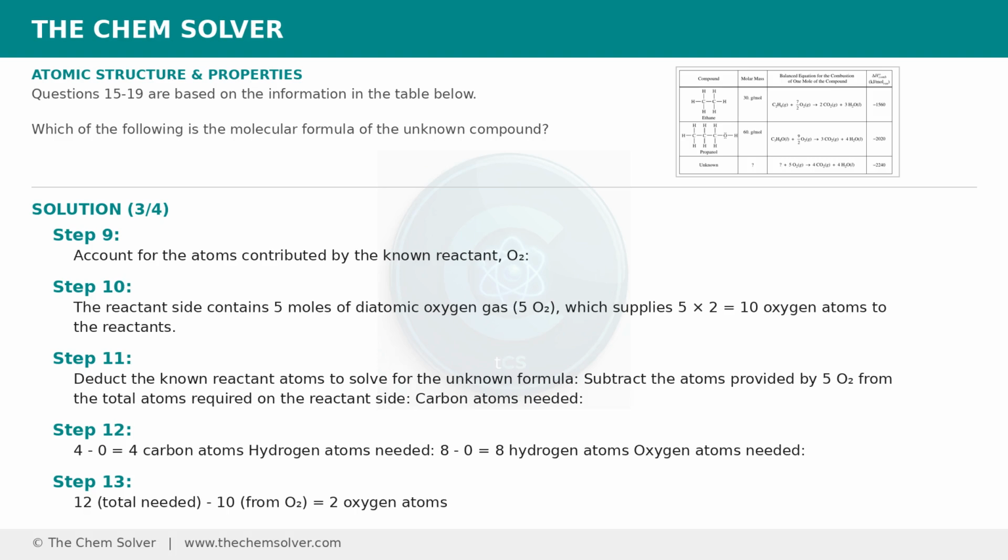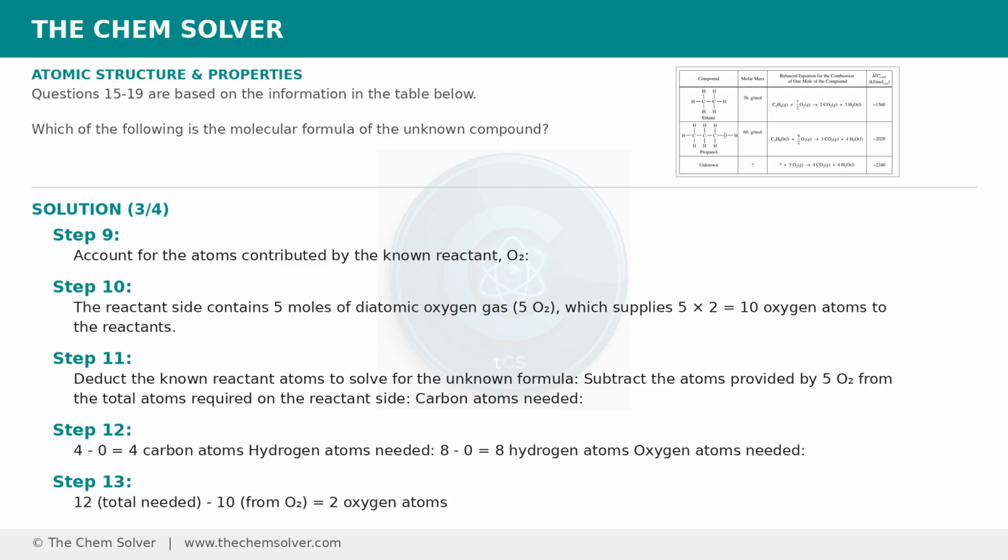Account for the atoms contributed by the known reactant, O2. The reactant side contains 5 moles of diatomic oxygen gas, 5O2, which supplies 5 times 2 is equal to 10 oxygen atoms to the reactants. Deduct the known reactant atoms to solve for the unknown formula. Subtract the atoms provided by 5O2 from the total atoms required on the reactant side.